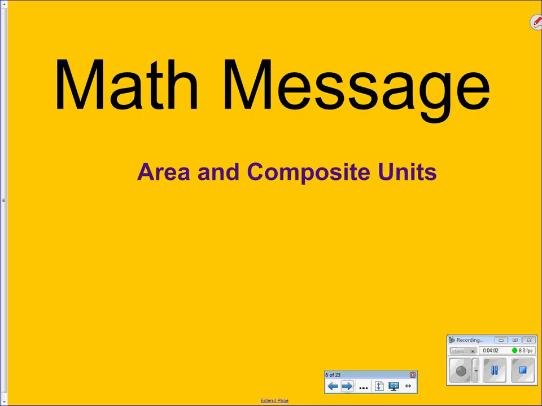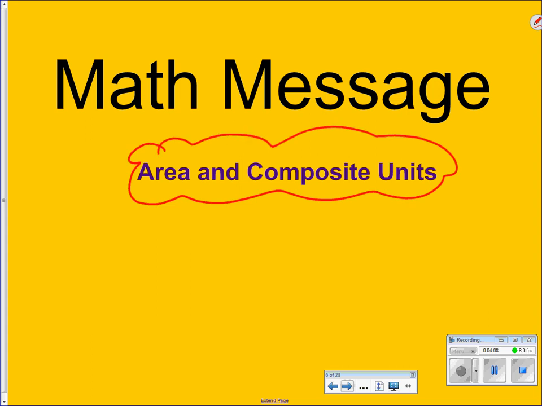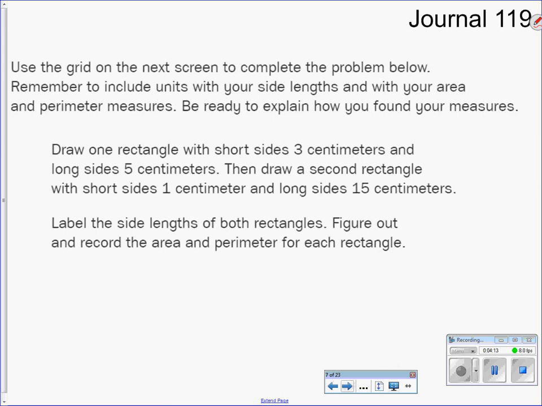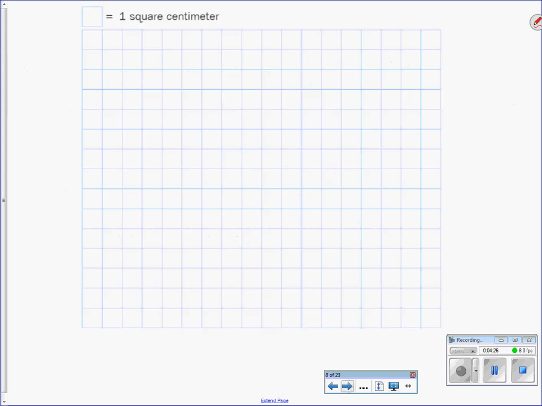All right, once again, our math message is about area and composite units. We've already worked a little bit with area, so we'll just continue on that. Okay, it says, use the grid on the next screen to complete the problem below. Draw one rectangle with short sides of 3 centimeters and long sides of 5 centimeters. So my first one is supposed to be 3 and 5. So 1, 2, 3, and 1, 2, 3, 4, 5. Okay, here's 3 and 5.